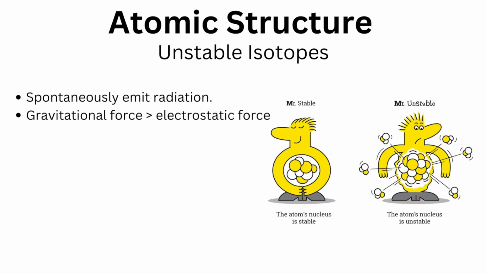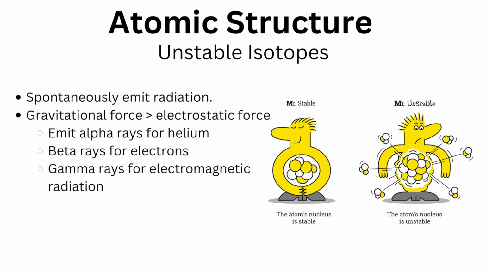Unstable isotopes are those which spontaneously emit radiation because the gravitational force of the nucleus outweighs the electrostatic force, making the atom unstable. They emit alpha rays in the case of there being helium atoms worth of extra protons and neutrons in the atom, beta rays when there are extra electrons, gamma rays when there is electromagnetic radiation.